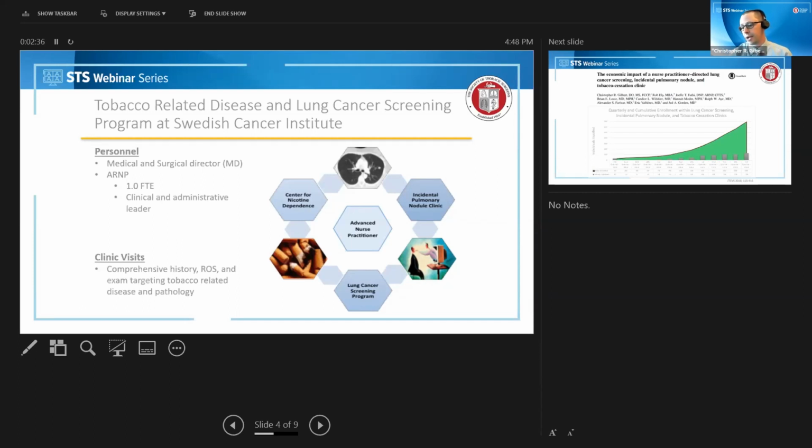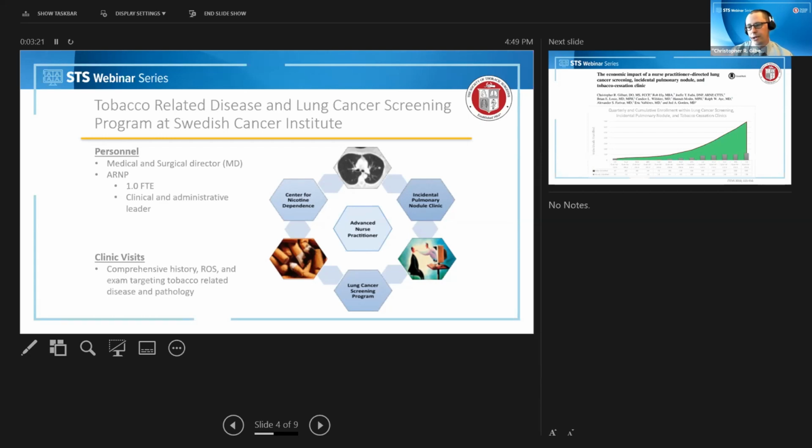And as you can see, they sat right in the middle as the advanced nurse practitioner. They ran the Center for Nicotine Dependence, Incidental Pulmonary Nodule Clinic, and the lung cancer screening program. They were involved in all facets in regards to administrative, clinical, outreach, research. In regards to how the program was set up, she ran a clinic, and every time a new patient was referred for any of these three reasons, they would get a comprehensive history, review of systems, and an exam that we tried to target to tobacco-related disease and pathology.